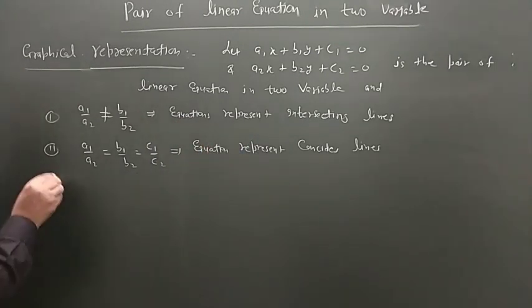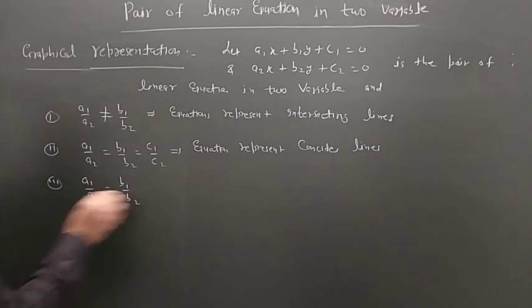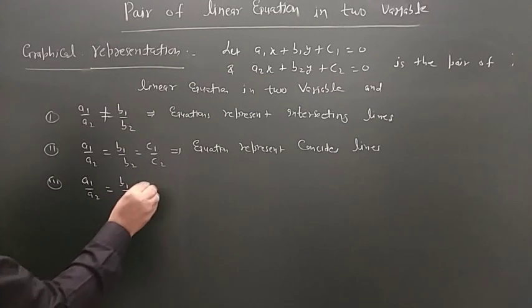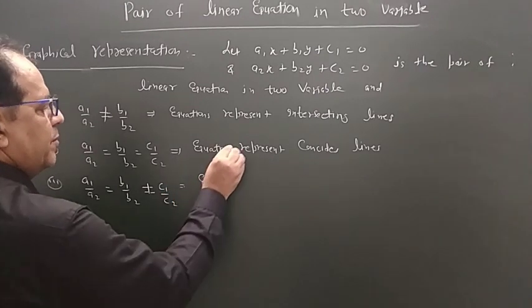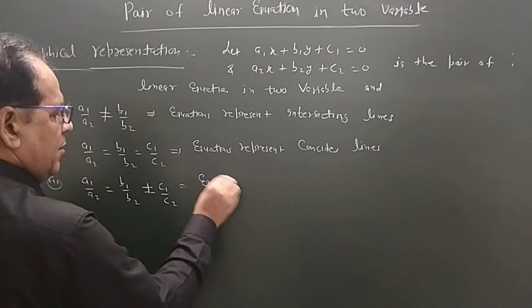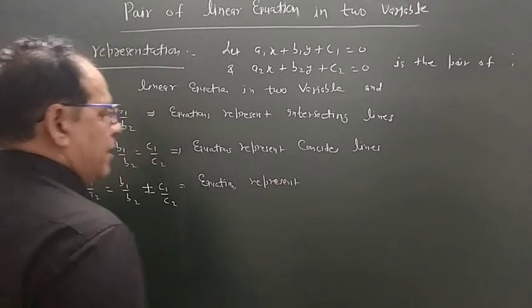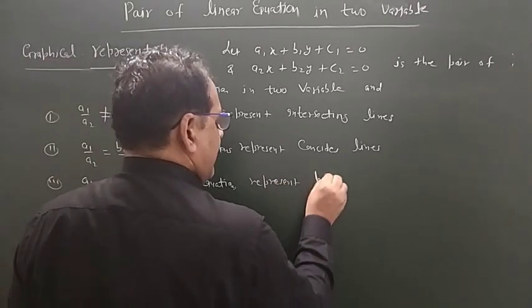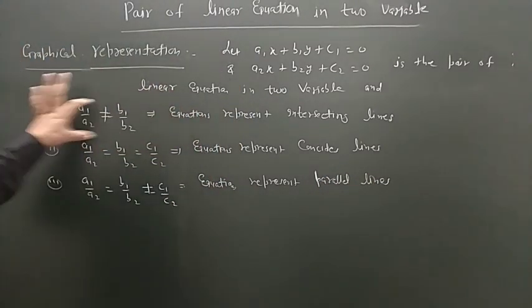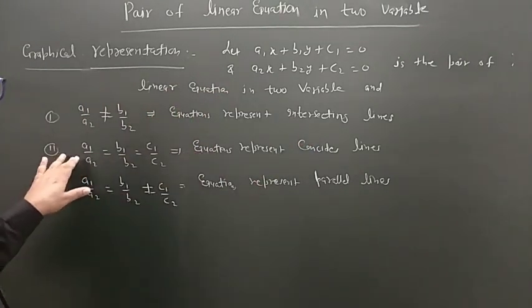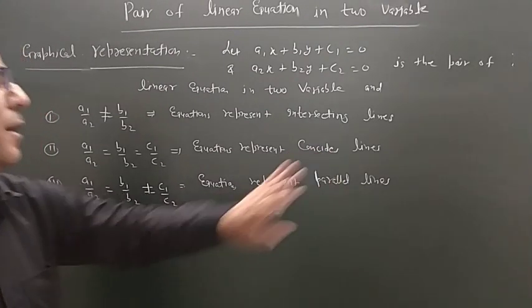And third category, if a1 upon a2 equal to b1 upon b2 not equal to c1 upon c2, in this condition the equations represent parallel lines. So in the first case, equations represent intersecting lines. In the second case, equations represent coincident lines. In the third case, equations represent parallel lines.